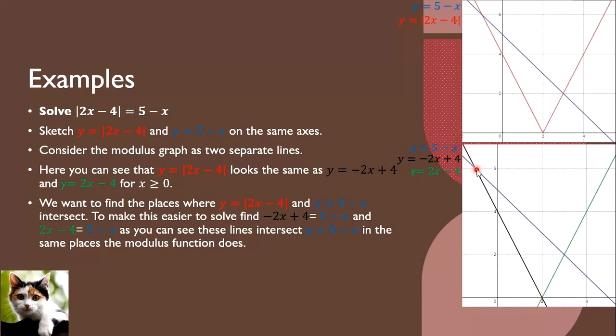What we do care about is this intersection and this intersection, because they're the points where the lines overlap, the points where they're equal to each other. So we want to find a point where y equals 5 minus x and y equals minus 2x plus 4 intersect, and we want to find a point where y equals 5 minus x and y equals 2x minus 4 intersect. So we can set up two equations: minus 2x plus 4 equals 5 minus x, and 2x minus 4 equals 5 minus x.